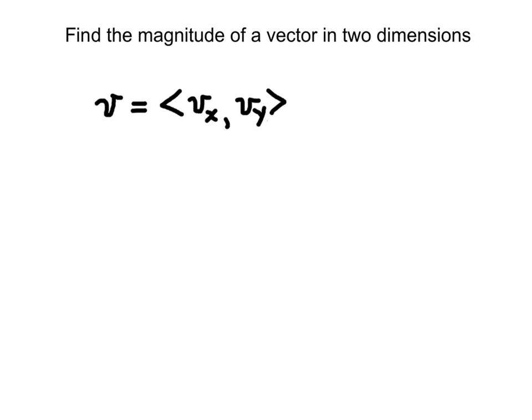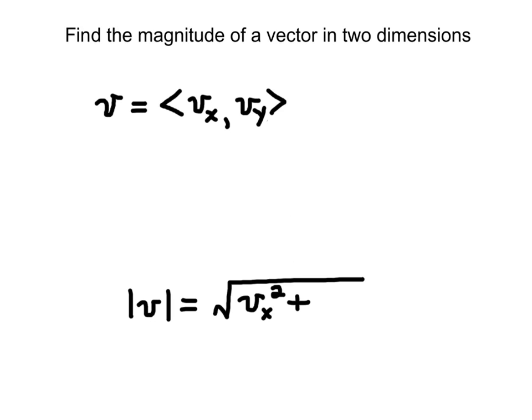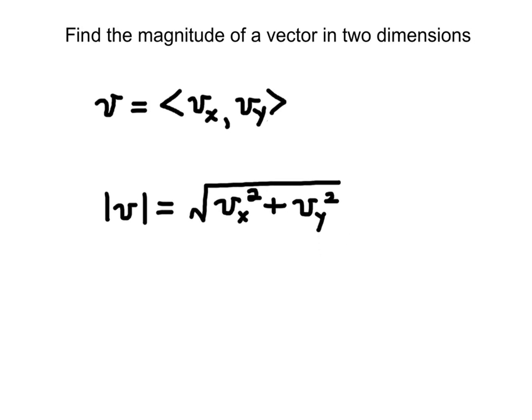So if we want to find the magnitude of the vector, well, first of all, we write the vector, and we put the magnitude symbol around it, and what it's equal to is the square root of the sum of the squares of the two components. And it's written like this. So that's the formula for finding the magnitude of a vector in 2 dimensions.